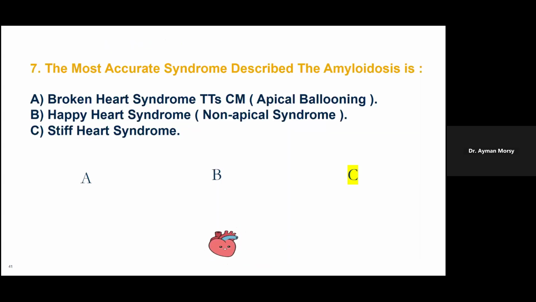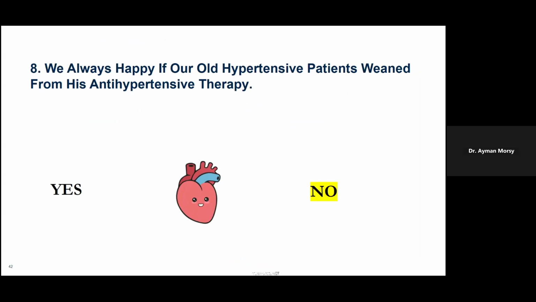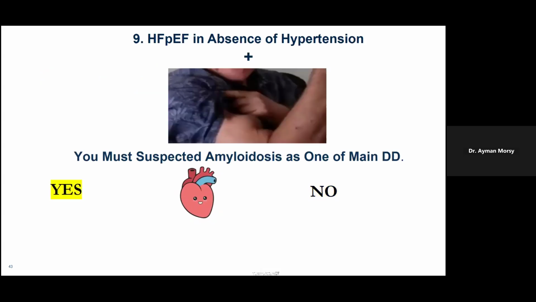Definitely, as I informed you before, the classical syndrome in amyloid patients is stiff heart syndrome, not broken heart syndrome and not happy heart syndrome. Family medicine physicians and general medicine colleagues always become very happy if their hypertensive patient is weaned off all antihypertensives, but as cardiologists, we are not happy at all. In most of these patients, the pathology changes fully, from LVH to infiltrative pathology.